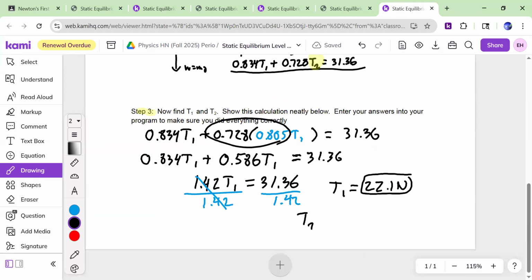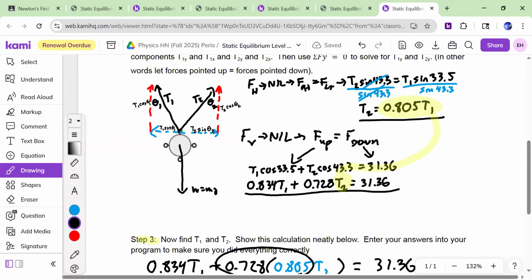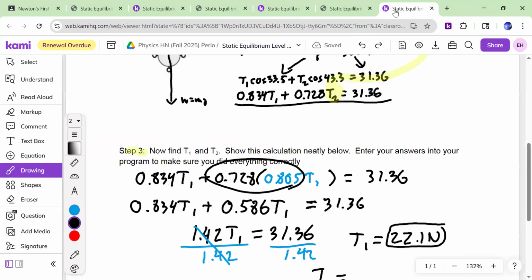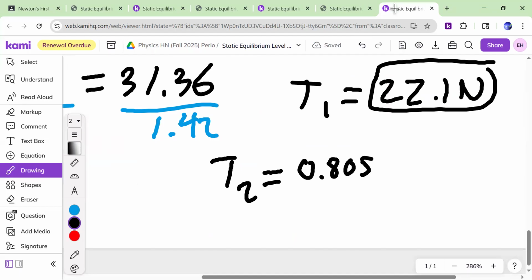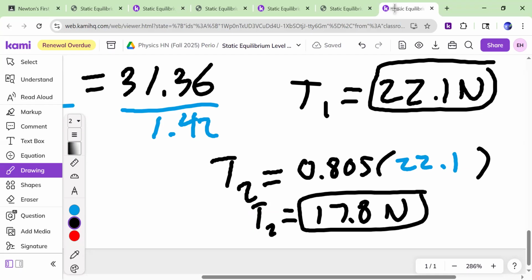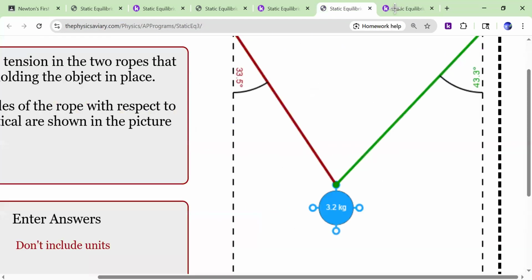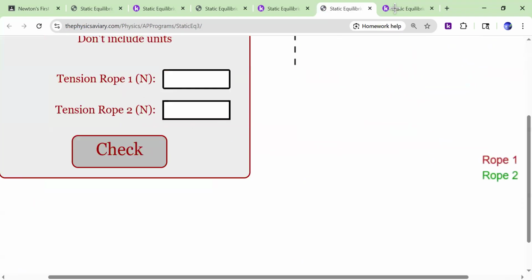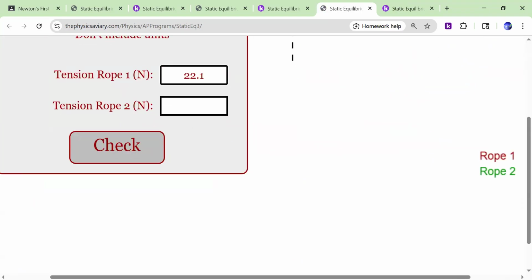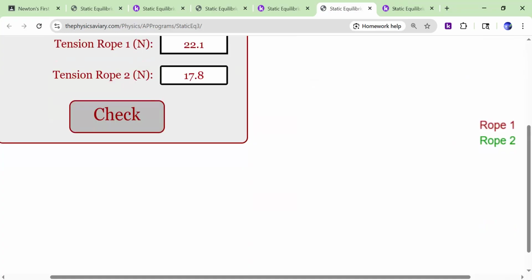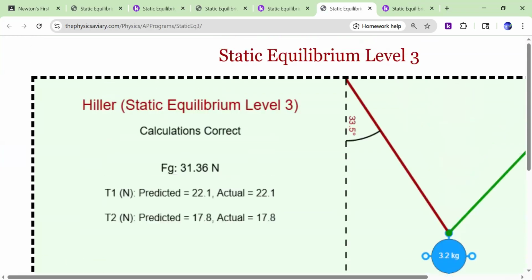Now to get T2, this is extremely easy because you have a very simple equation for T2. T2 is just some decimal times T1. In my case, 0.805 times my value for T1, which was 22.1. Plug that in. 0.805 times 22.1, and I'm getting about 17.8 newtons. Let's double check these. 22.1 and 17.8. There you go.